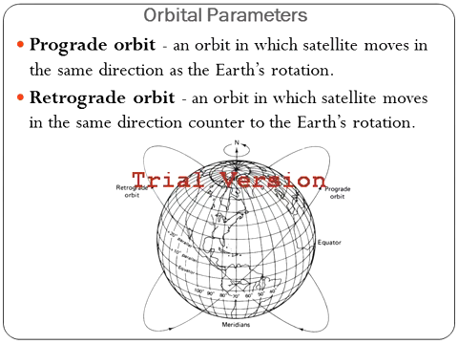Prograde orbit and retrograde orbit are types of orbits. They are classified by the direction in which the satellite rotates. Normally, Earth rotates eastwards. Suppose the satellite rotates in the same direction as Earth, then that orbit is named a prograde orbit. Suppose Earth and satellite rotate in opposite directions, then that is named a retrograde orbit.